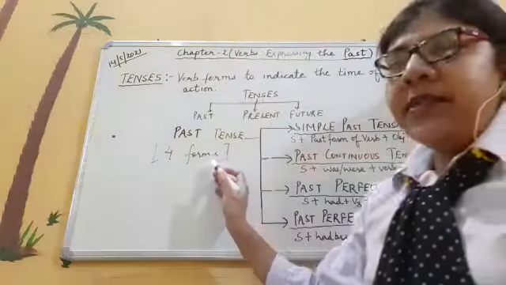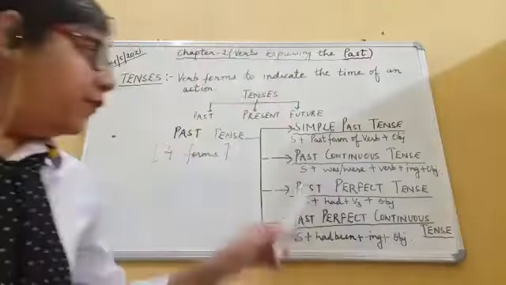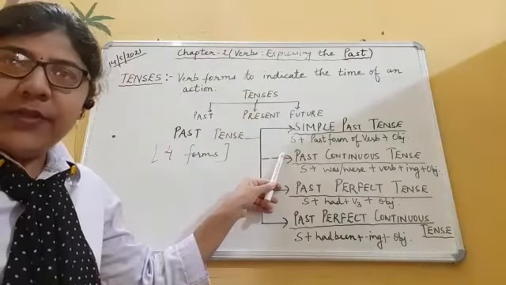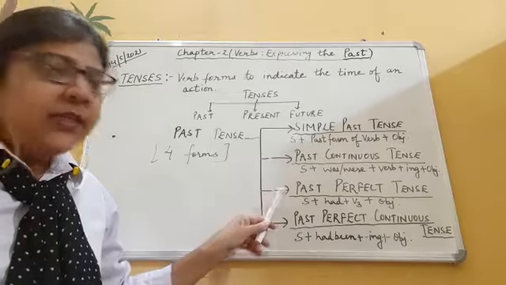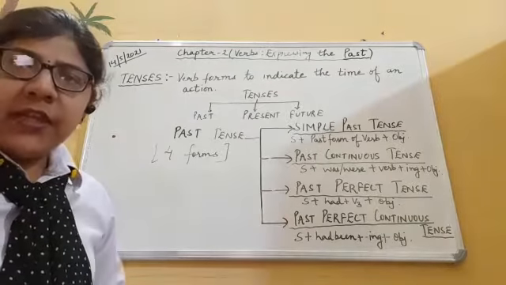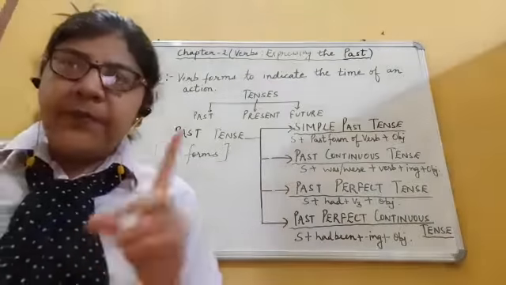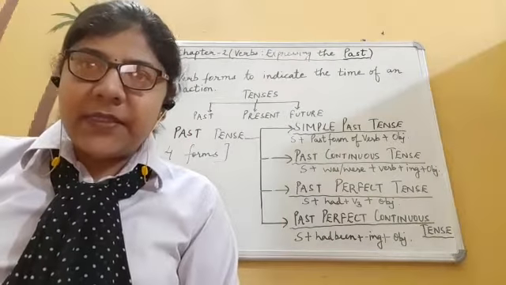Okay, now past tense is further divided into four different forms: simple past tense, past continuous tense, past perfect tense, and past perfect continuous tense. Let's deal with each and every form one by one. Let's start with the simple past tense.